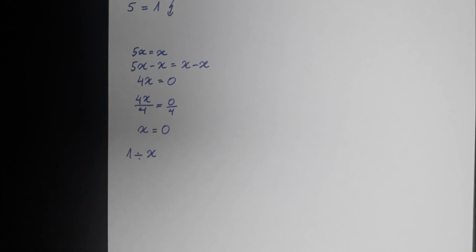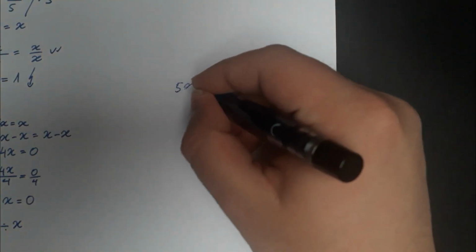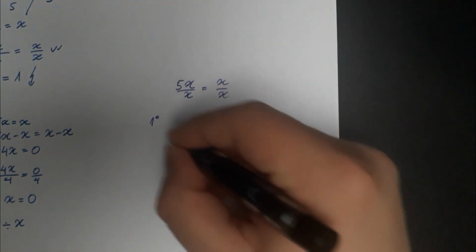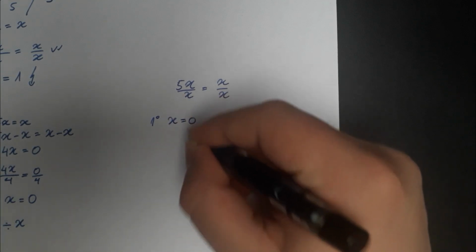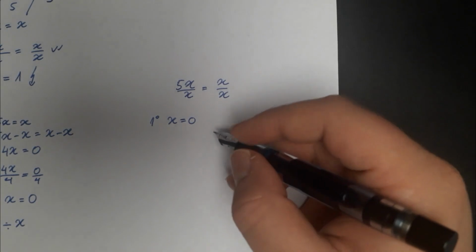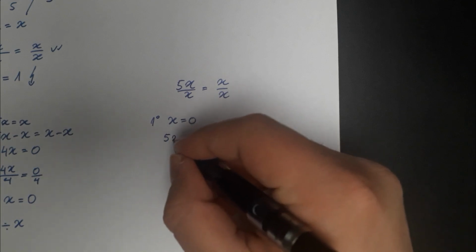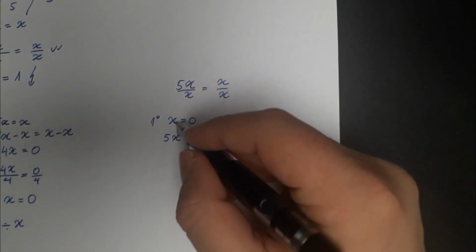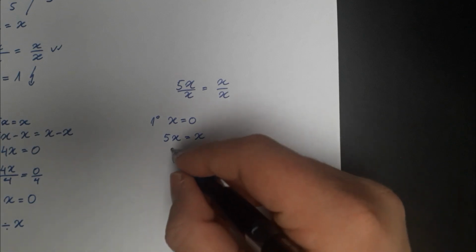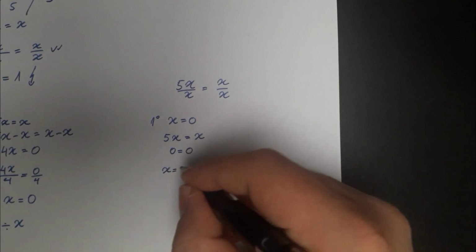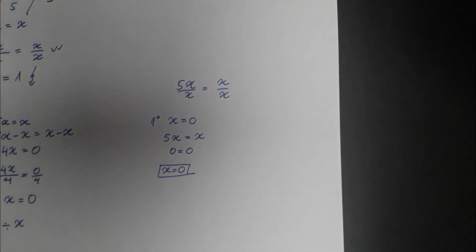First case would be if x is equal to 0. So I am talking about this step right here. We have 5x over x is equal to x over x. First case is going to be if x is equal to 0, what is going to happen? We cannot divide by x, so we have the equation 5x is equal to x, and if we plug in the 0, we see that 0 is equal to 0, and that is a solution. So x equals 0 is one solution of the equation.